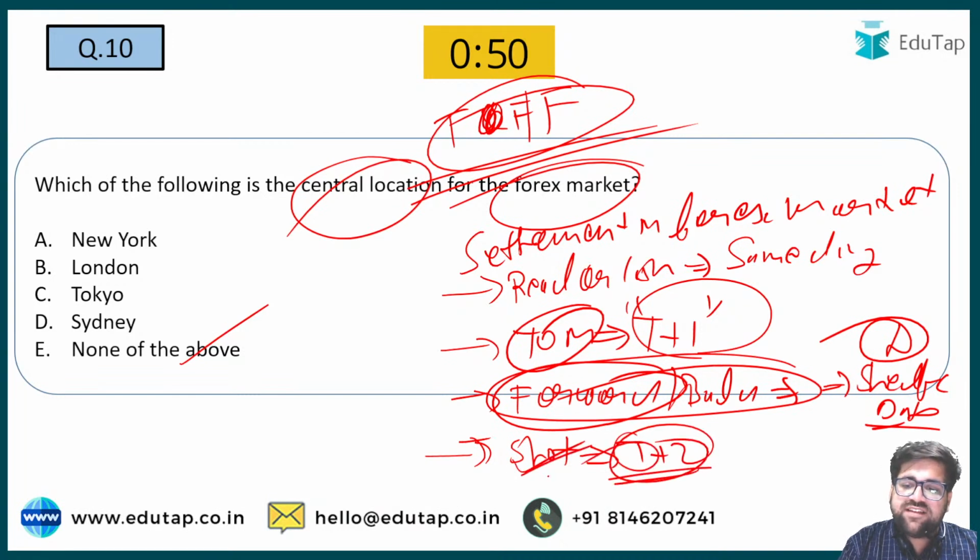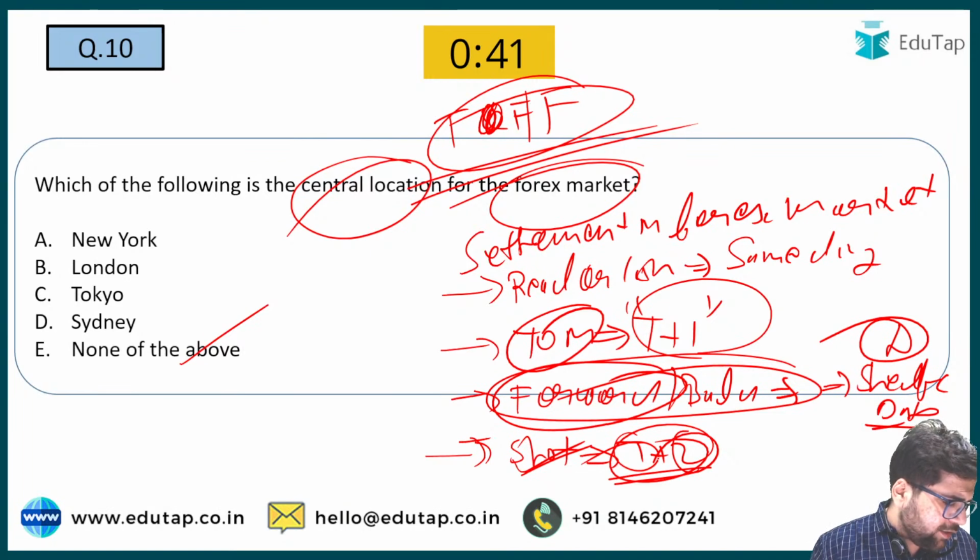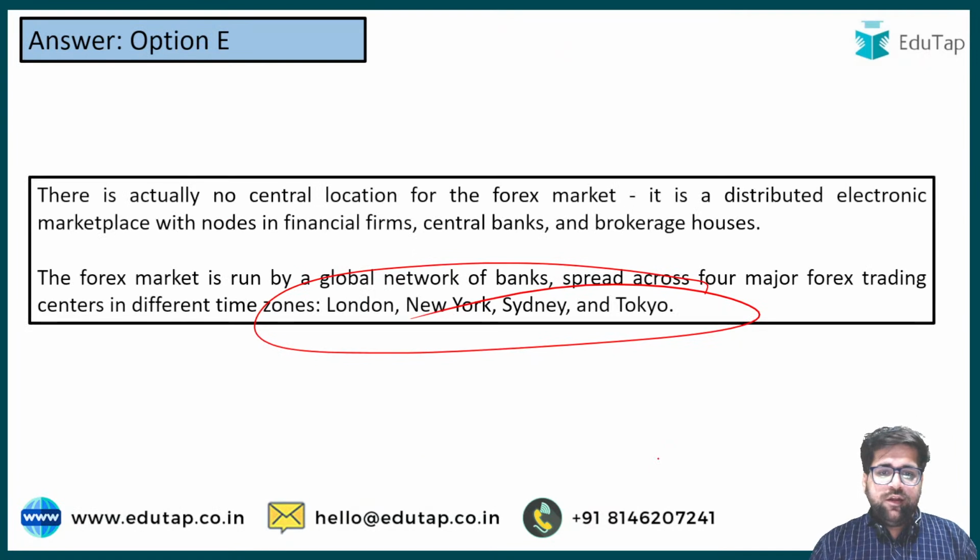That, for example, if a transaction is happening today, then the settlement of funds will take place after 2 days. A very important component. Yes, Akhil Sridhar has given the right answer now. It's no central location. Superb. So I hope you know about different components of forex market.